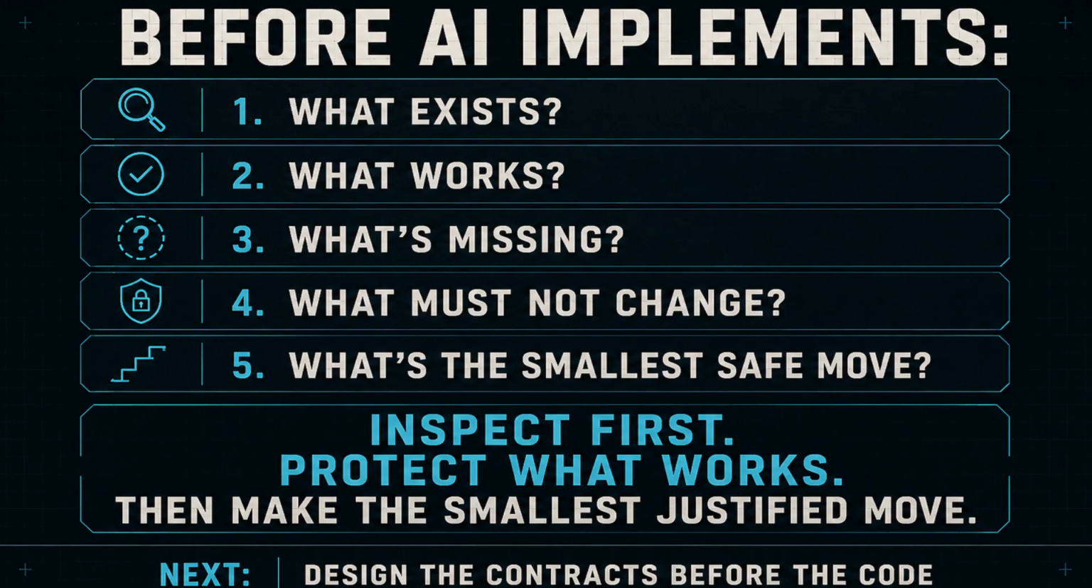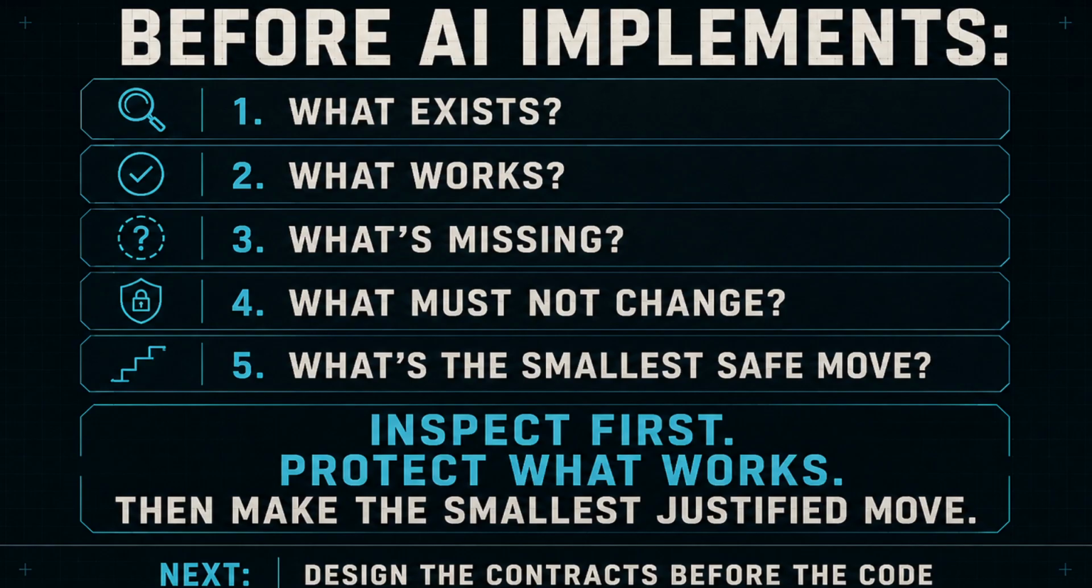So before the build starts, inspect first. Protect what works. Find the real gap. Then make the smallest justified move. And here's the practical thing I want you to take away from this video. Before your next meaningful AI change, don't begin with build this. Begin with don't change anything yet. Then ask these 5 questions.